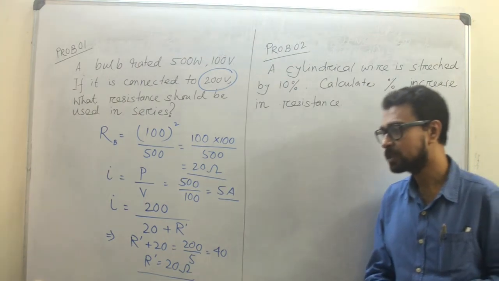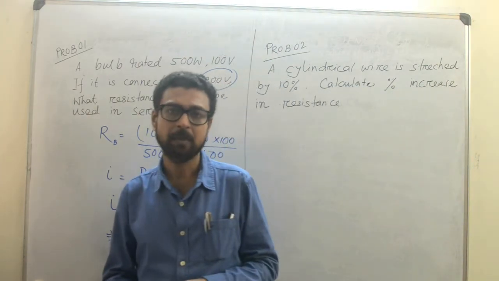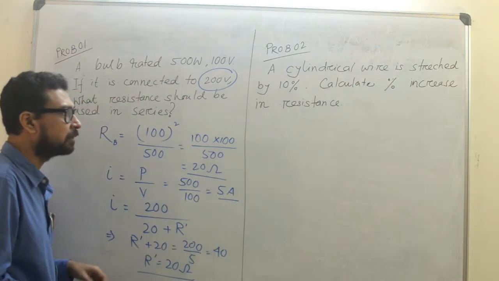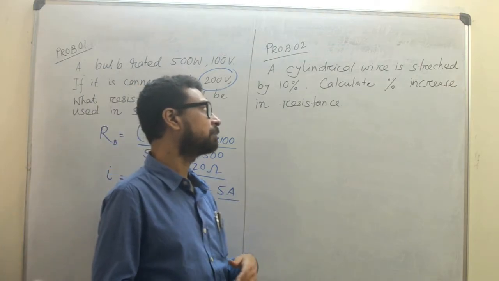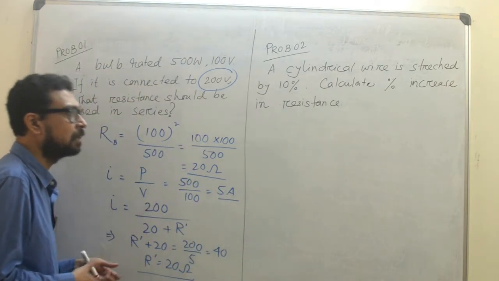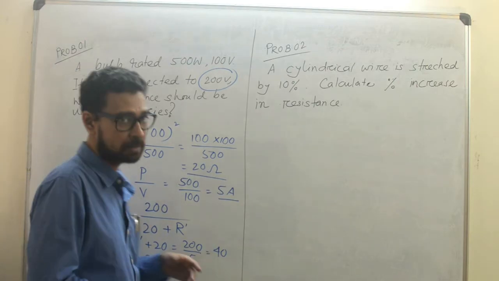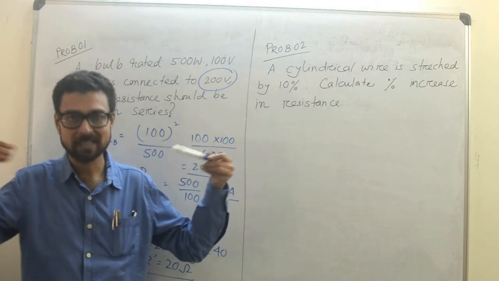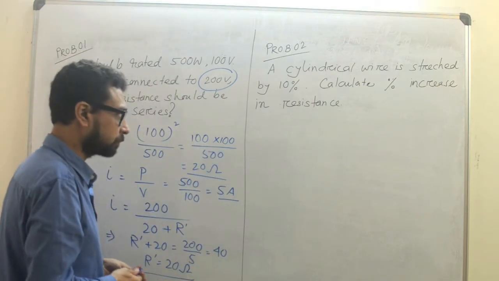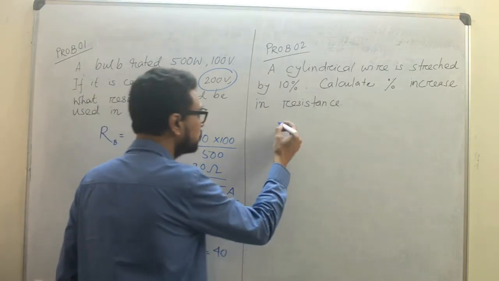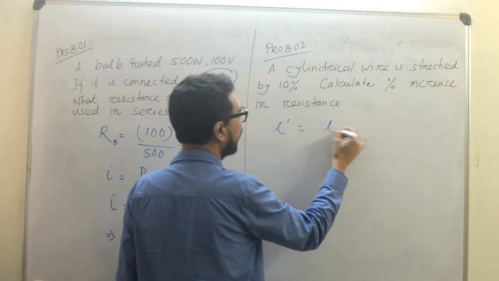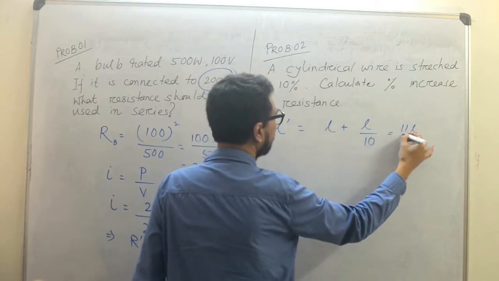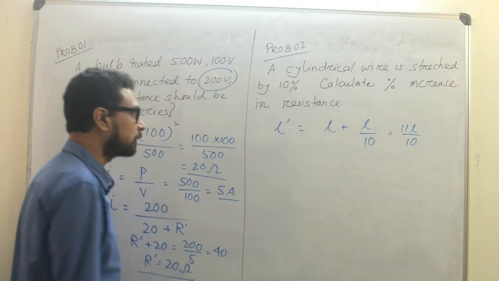Okay, so let's come to the second problem, and it is a problem based on resistivity. So let's check it out. It says that a cylindrical wire is stretched by 10%, and we have to calculate the percentage change in resistance. Since it is stretched, its length is increased. So 10% is the new change. L dash is equal to L plus L by 10. 10% means that. So 11 L by 10 is our new length here.